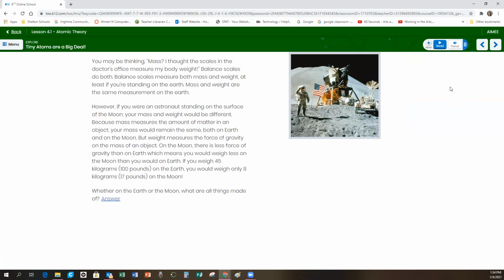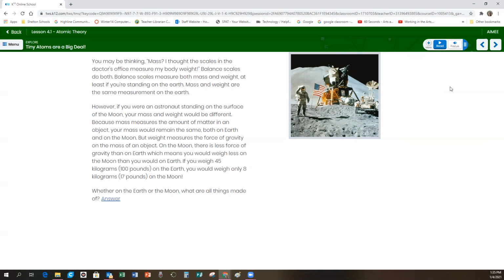However, if you were an astronaut standing on the surface of the moon, your mass and weight would be different. Because mass measures the amount of matter in an object, your mass would remain the same both on Earth and on the moon. But weight measures the force of gravity on the mass of an object. On the moon, there is less force of gravity than on Earth, which means you would weigh less on the moon than you would on the Earth.